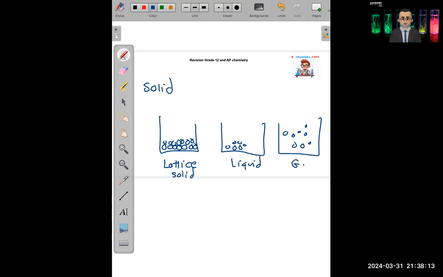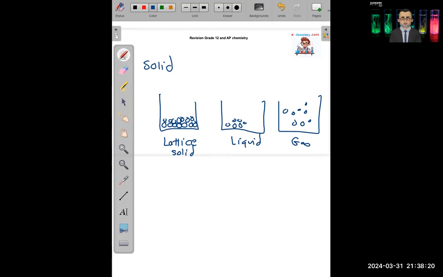Compared to solids and liquids, gases have very weak intermolecular forces of attraction, and the particles are very far from each other, making very big spaces in between the particles. That's why the volume is very big. This means that substances that have weak intermolecular forces, such as London dispersion forces, tend to be gases.